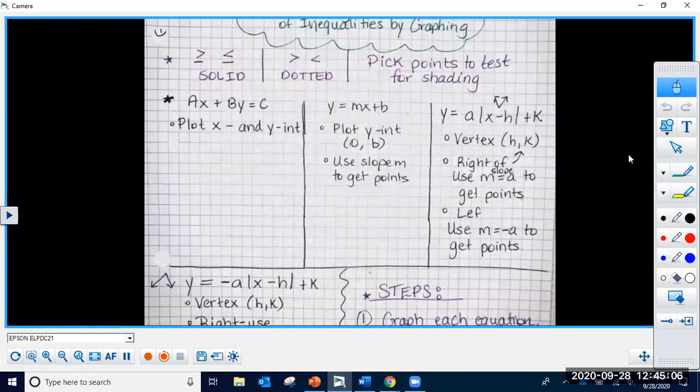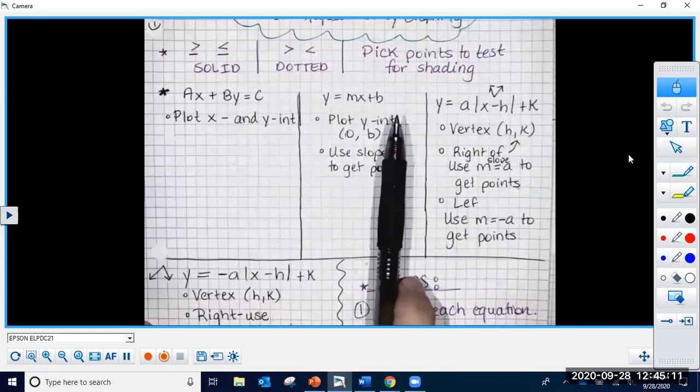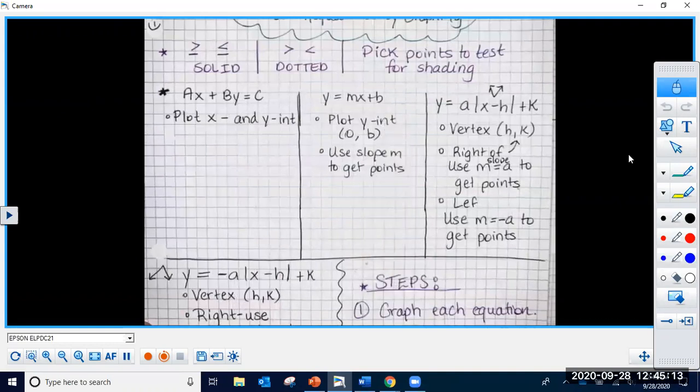But, all right, going back, you've got standard form that you may see. You also have the good old y equals mx plus b. Have you guys seen that one a lot?